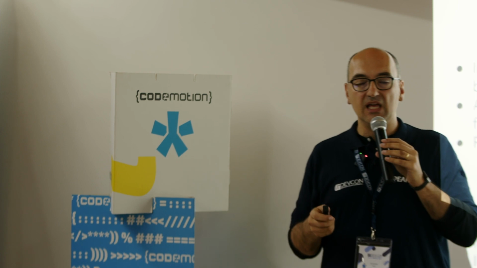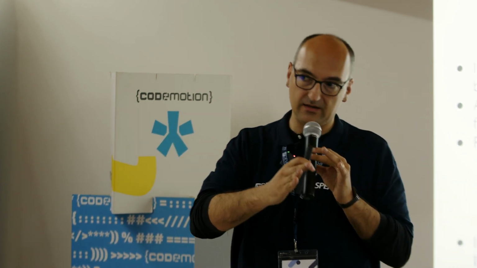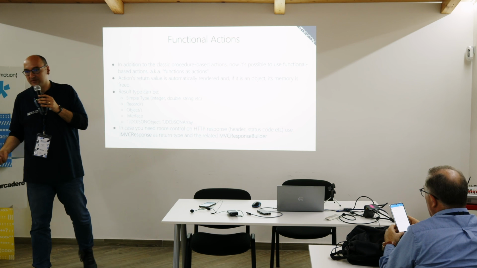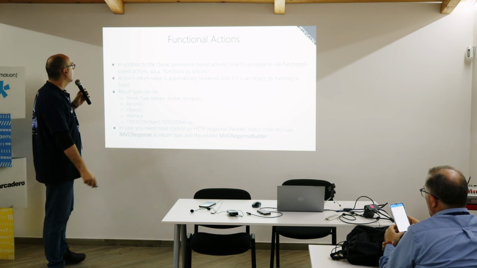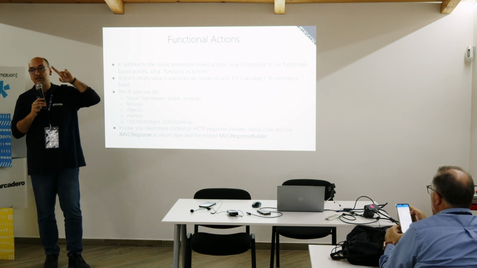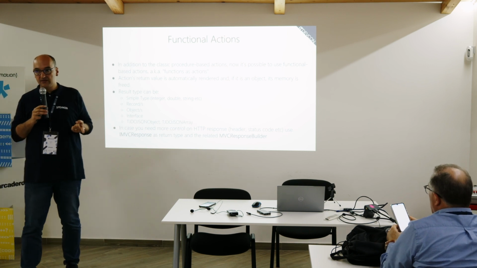This approach is not flexible like the render one, the classical one, but for, I think, 95%, I completely invented this number, but 95% is simpler and just do the job. So use it when you can. The action's return value is automatically rendered, and if it is an object, its memory is automatically freed.